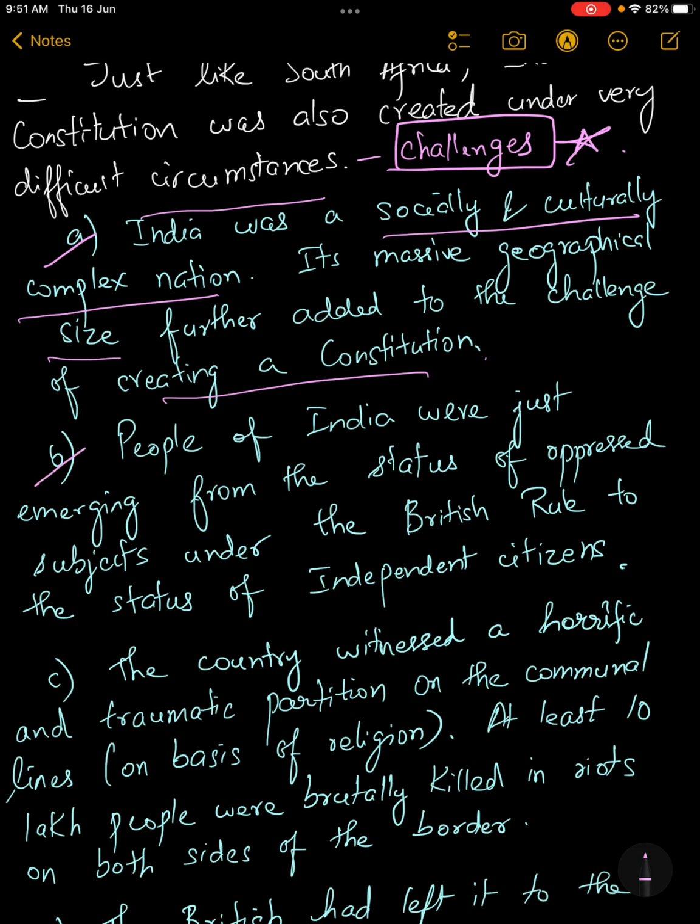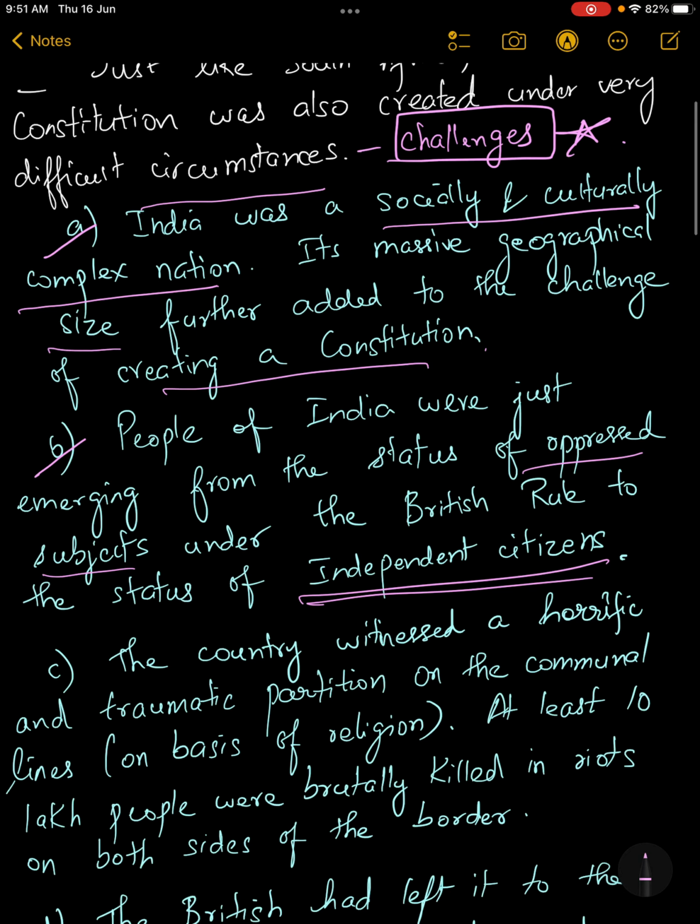Challenge number two was that the people themselves had no idea about the existence of a constitution. They did not even know what a constitution is. For the past 250 odd years, we were subjects under British rule. They were our masters, so to speak. But now we were emerging from the status of oppressed subjects to the status of independent citizens, and this added to the challenge because we did not know what to expect or what to do. The illiteracy rate was also very high, so this posed a challenge in creating a comprehensive document which reflects the aspirations of the people.